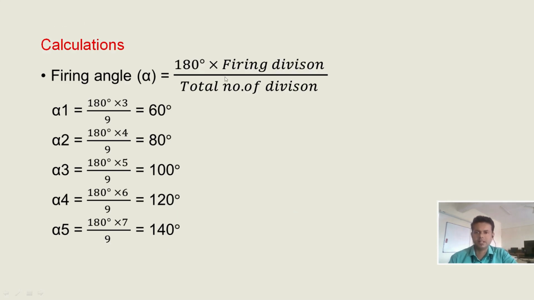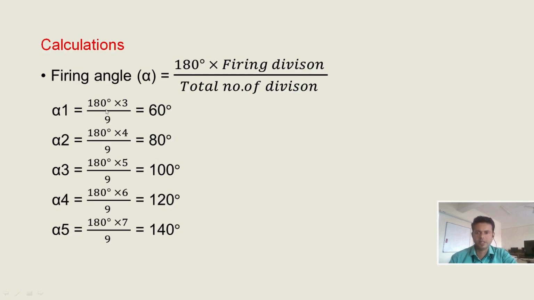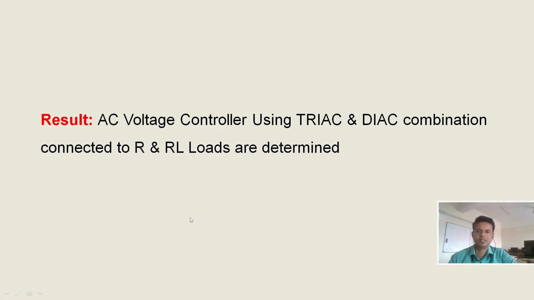So this is the firing angle formula, with 180 for the half cycle, and the firing divisions shown are 3, 4, 5, 6, 7. So we have written 3 here for alpha, divided by the total number of divisions, which is 9 divisions. This we can see in the CRO, how to calculate the total number of divisions. So alpha is 180 into 4 divided by 9, that is 80 degrees. Likewise alpha 3, alpha 4, alpha 5 can be calculated. So the AC voltage controller using TRIAC and DIAC combination connected to an R load is determined.